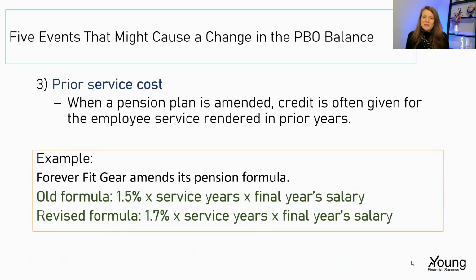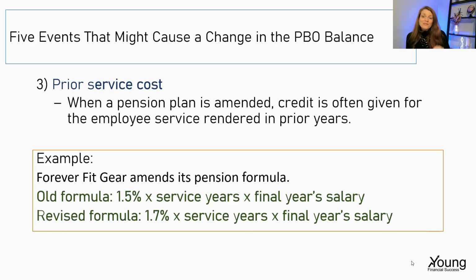Forever Fit Gear that we've been looking at, they amend their pension formula. Their old formula was 1.5%. Remember, that's just the company choosing how much they're going to be paying out to the employee at the end of their years of service. They multiply times the number of service years times the final year's salary. Well, they revised it. They said, maybe we're not competitive enough. We need to revise this and we need to be ready to pay our employees even more. So they bump it up to 1.7%. I'm trying to make it even more than it is.